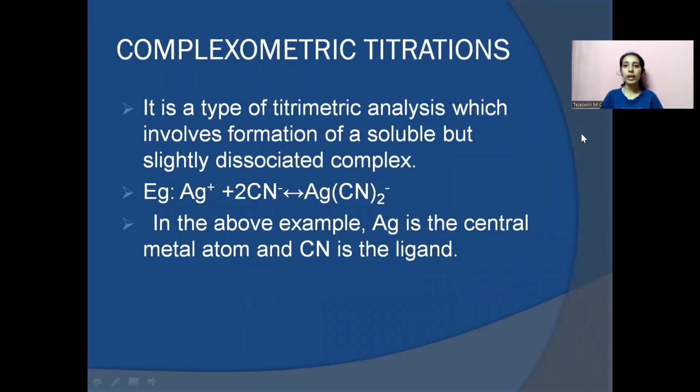It is a type of titrimetric analysis which involves formation of a soluble but slightly dissociated complex. For example, when silver ion reacts with cyanide ion, a stable complex is formed. In the above example, silver is the central metal atom and cyanide is the ligand. If the complex undergoes substitution reaction very rapidly, then the complex is said to be labile.